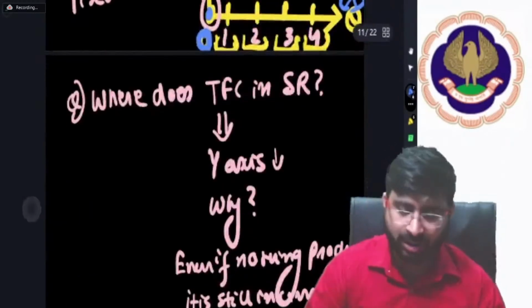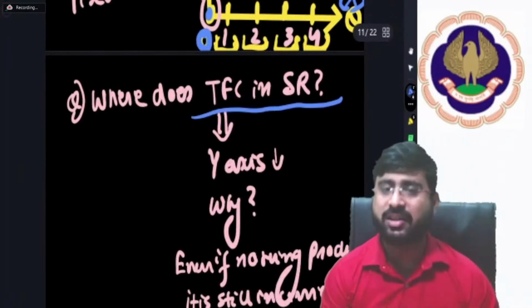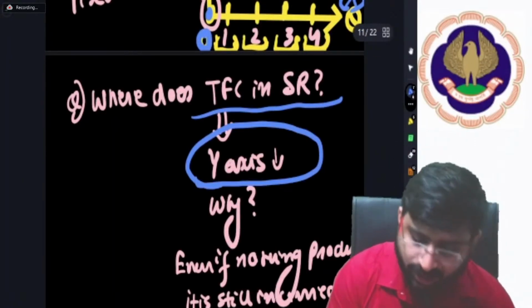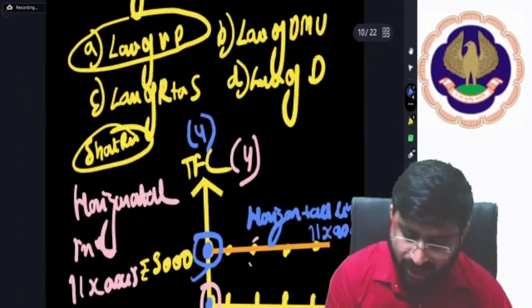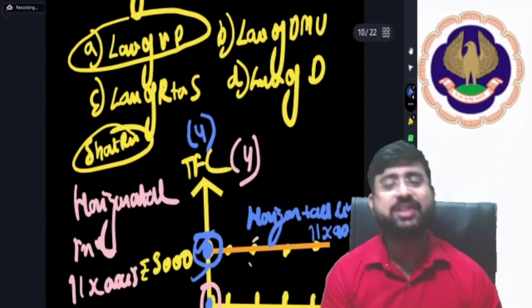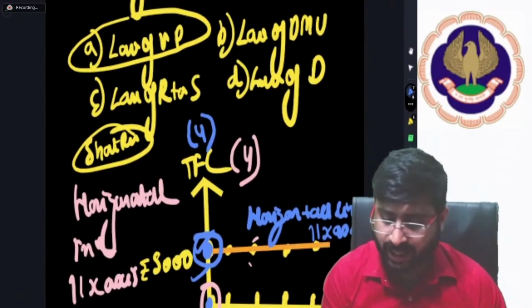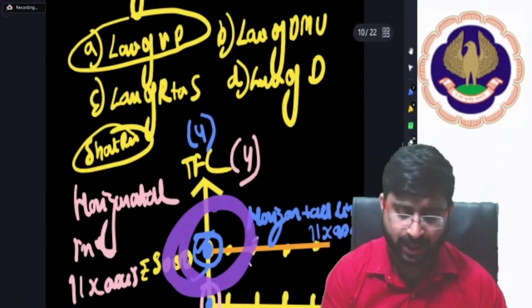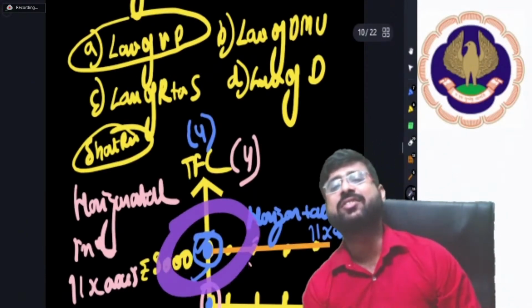So this is the question. Where does TFC start in short run? From the y-axis. You see, this is the y-axis. It is starting from here only, na? You see, it is starting from here only. I'll highlight it further for you. Pay attention. This one. Isn't it, friends?